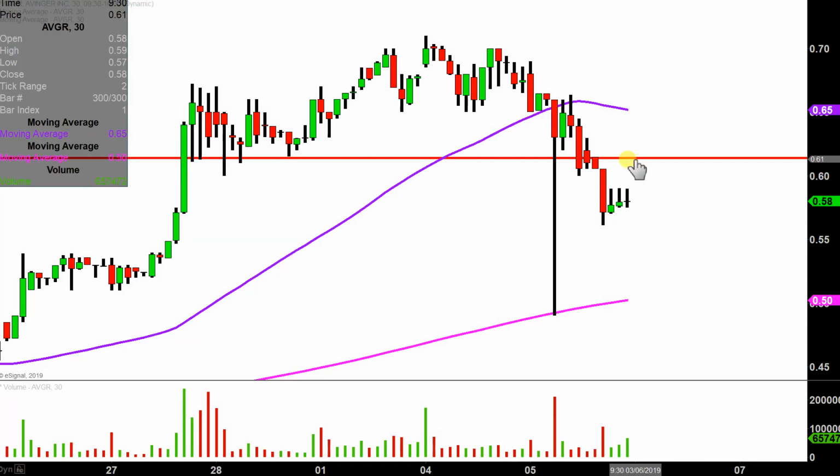So again, in the near term, 61 cents, that first hurdle. Next level after that, that purple line there, the 50 period moving average.